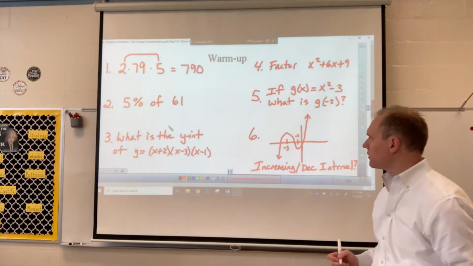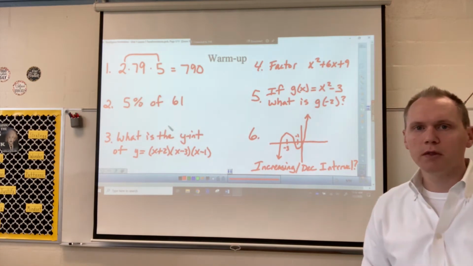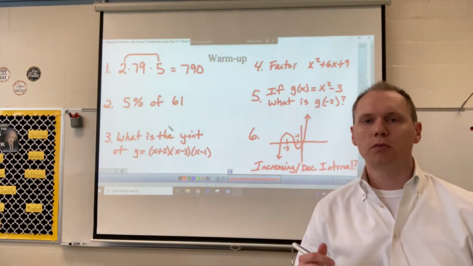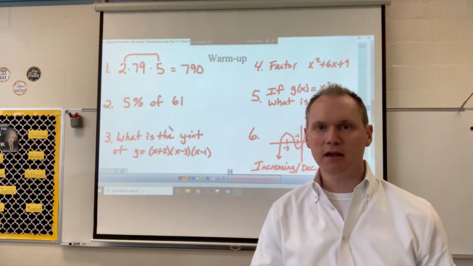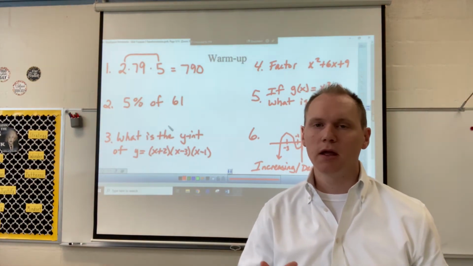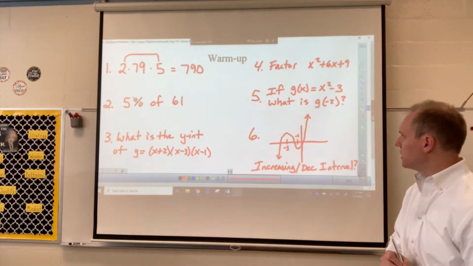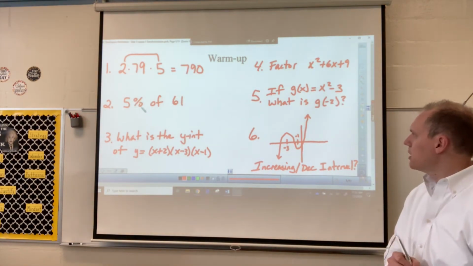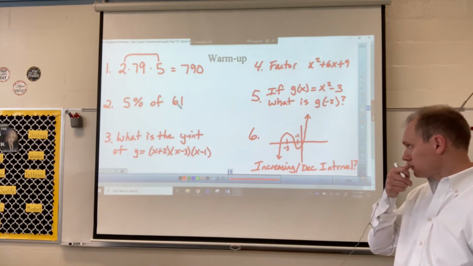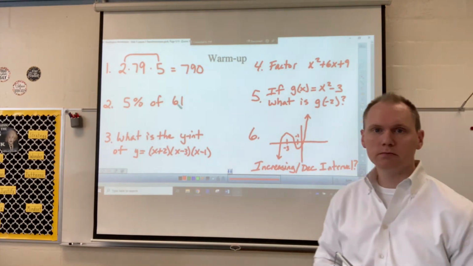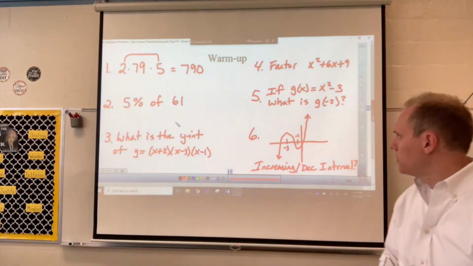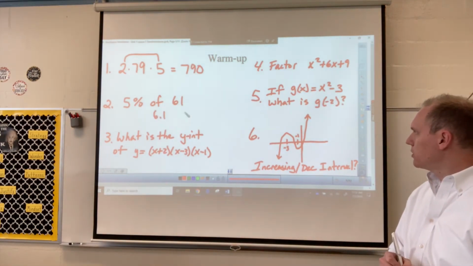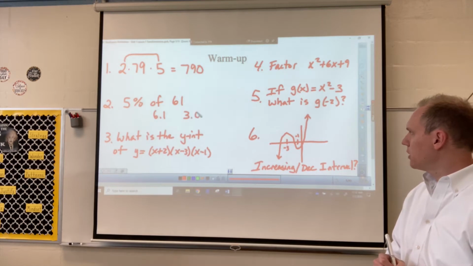Number 2 here, 5% of 61. You could multiply 5 times 61 if you wanted to, or you could multiply 61 times 10 instead and then divide by 2 afterwards. Either way is fine. I'm going to do 10. So let's find 10% of 61 first, and then we'll take half of that. So 10% of 61 is 6.1, right? And then half of 6.1 would be 3.05.